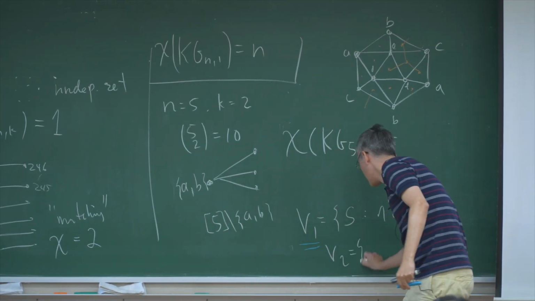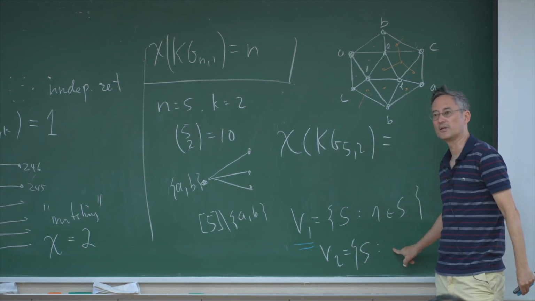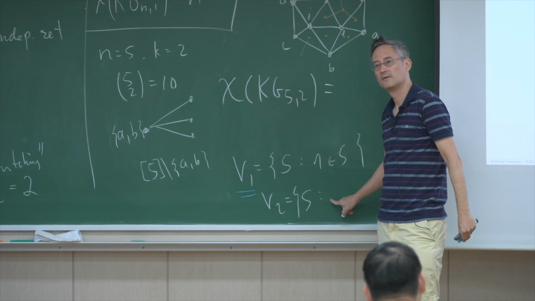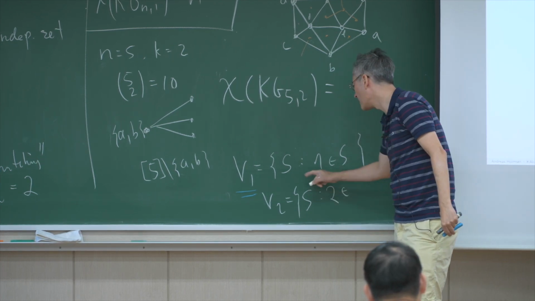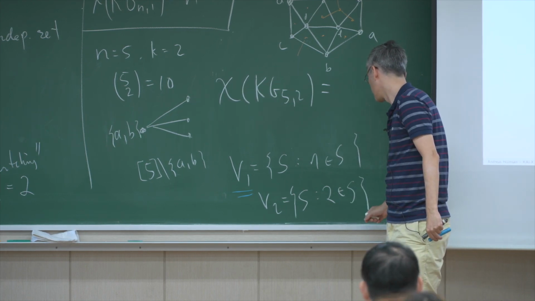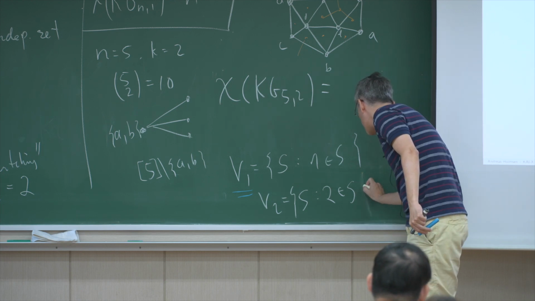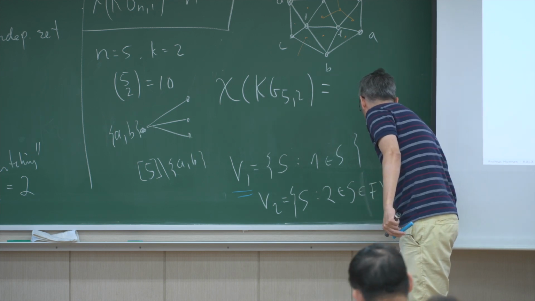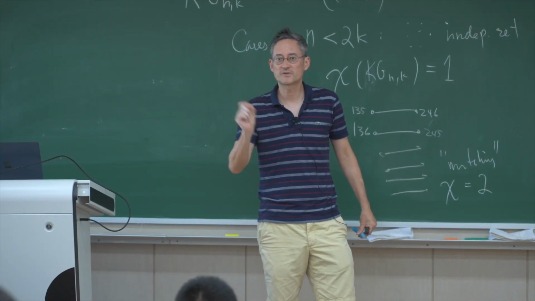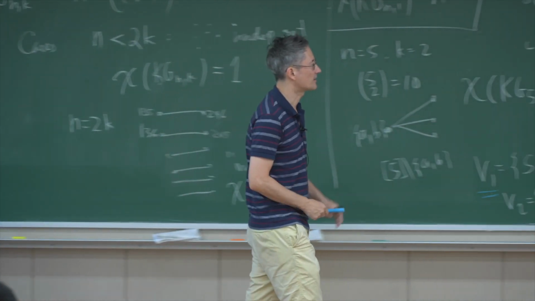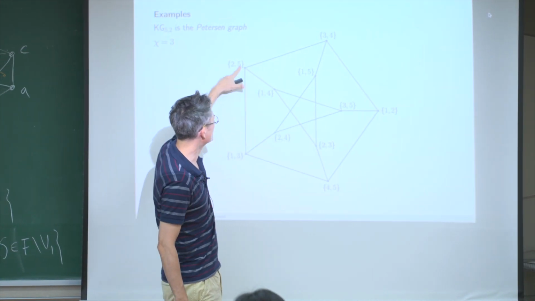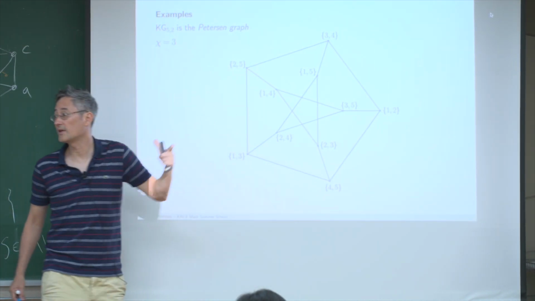V2. Any guess what that should be, if I follow this pattern? Any set that contains 2, and let's say in F minus V1. So I remove the ones that I already colored blue, I look at the remaining sets, and if you contain 2, then use that color. So this one, and this one. Clearly, they don't have a common color.